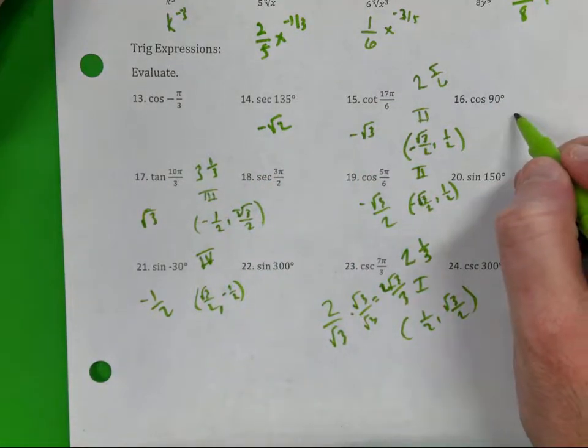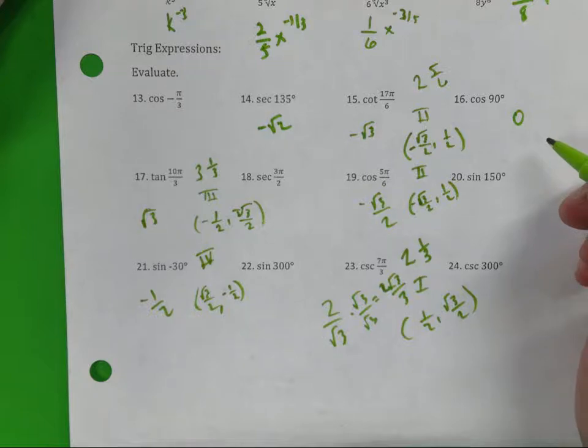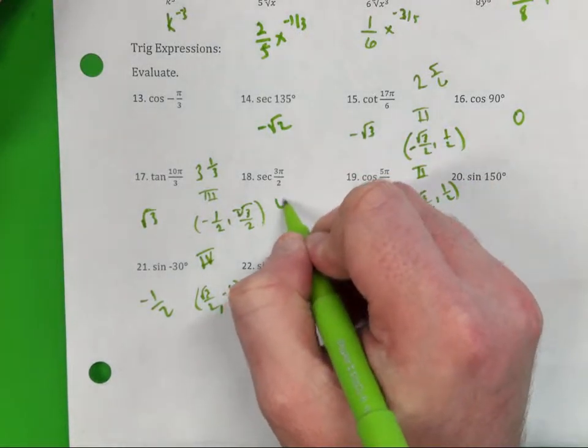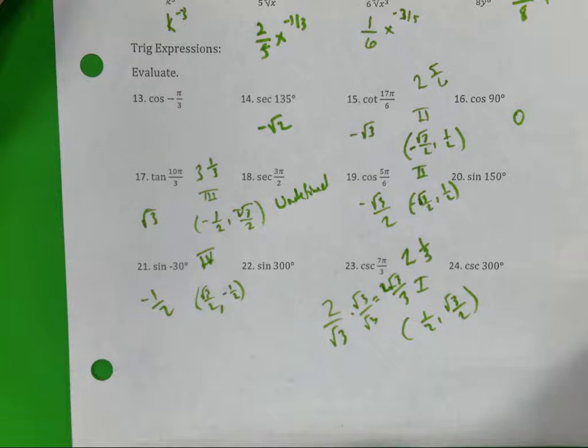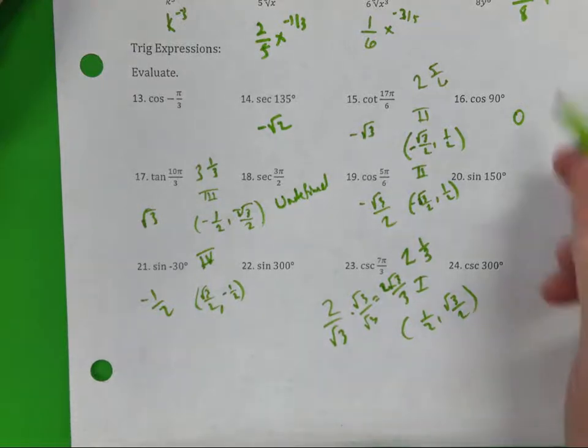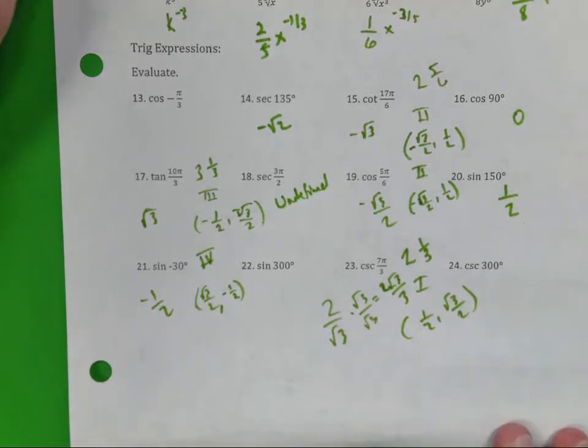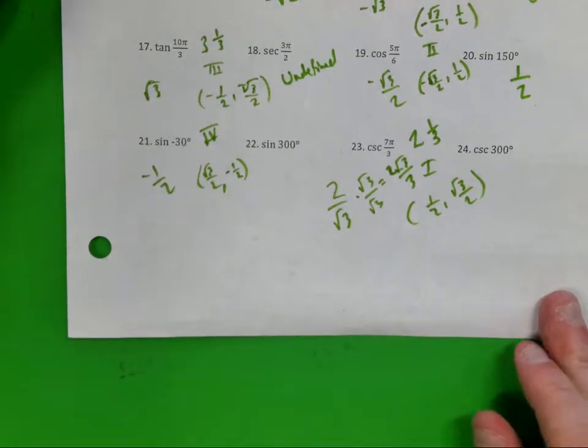Cosine of 90. Very good. Secant of 3 pi over 2. What is the cosine of 3 pi over 2? 0. So the secant would be what? Undefined. Very good. Sine of 150. What would that be? 1/2. Very good. The sine of 300.